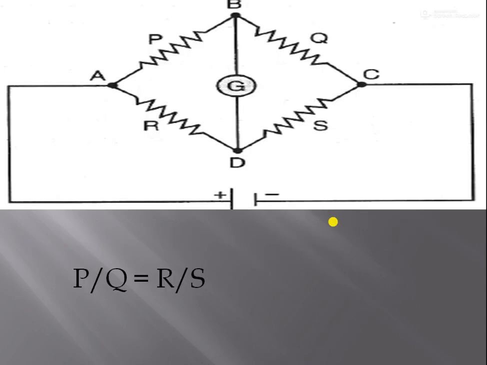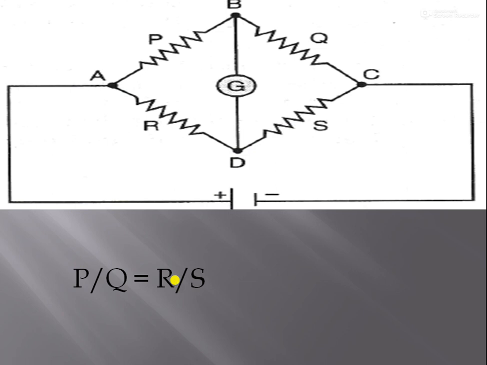I would first show you a diagram of a Wheatstone bridge. This is a diagram of Wheatstone bridge where four resistors are arranged in a form of bridge. Out of these four resistors, one of the resistors is unknown, and by the formula P by Q equal to R by S, you can find the value of that unknown resistance. By knowing the value of other three resistors, you can find the value of that fourth unknown resistance.